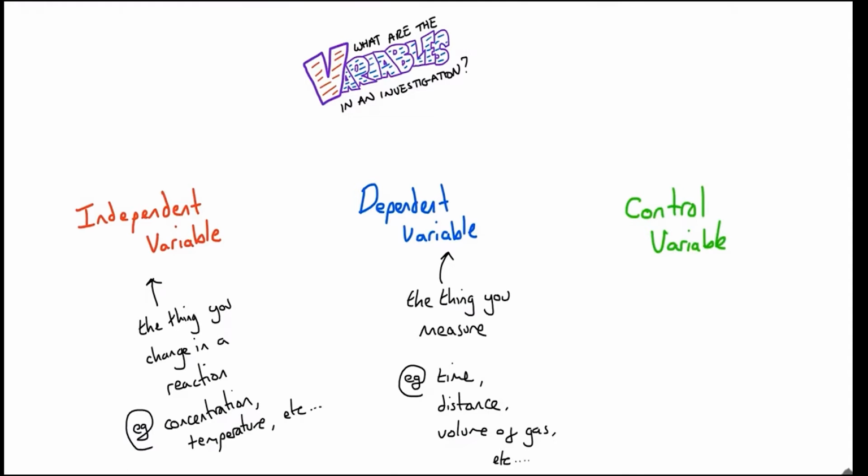Then finally, you have your control variable, and that is nice and simply the thing that you keep the same. There are quite a lot of control variables in every experiment, and you guys need to be able to pick them out.